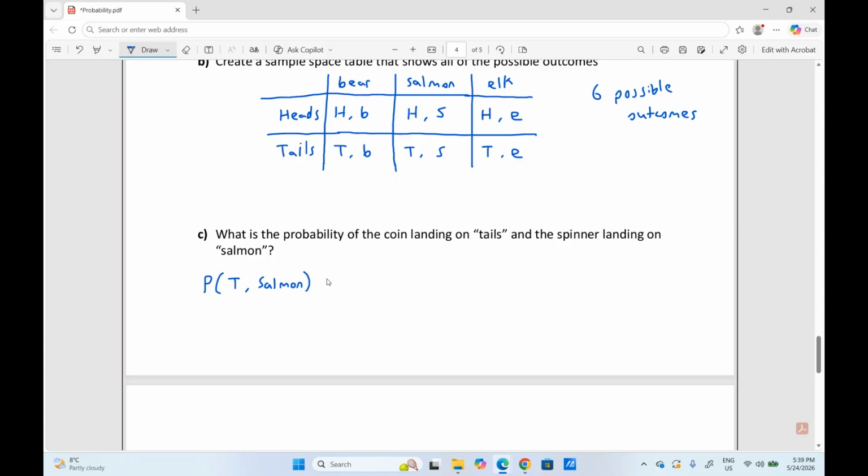salmon. Now in this case, remember from the other video, it's the outcome that I want divided by my total possible outcomes. So the outcome that I want, there's only one outcome, for example, on this table where I can flip a coin, land on tails, and then spin a spinner and land on salmon, right? The only outcome that would work is this one here. So that's one outcome that I want out of 6 possible outcomes. So hence my probability should be 1 over 6, right? Or 0.16 repeating, or 16.6 repeating percent. That's how I can represent all of my possible outcomes.